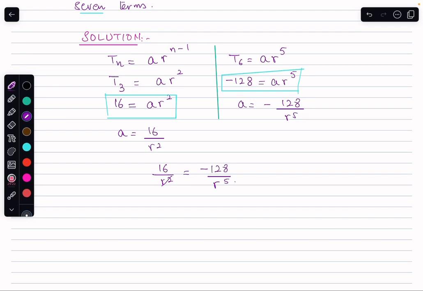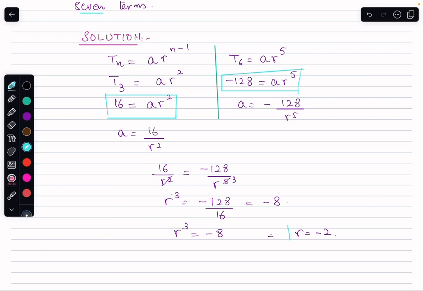So r squared and r to the power 5 can be resolved to r cube, which is equal to negative 128 divided by 16. Negative 128 divided by 16 gives me negative 8. So r cube equals negative 8. Therefore, I can say that my r shall be equal to negative 2 here. So my r comes out to be negative 2.